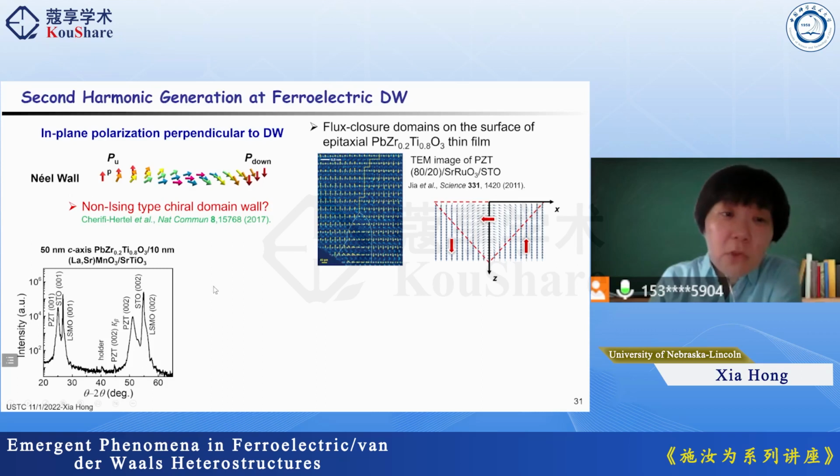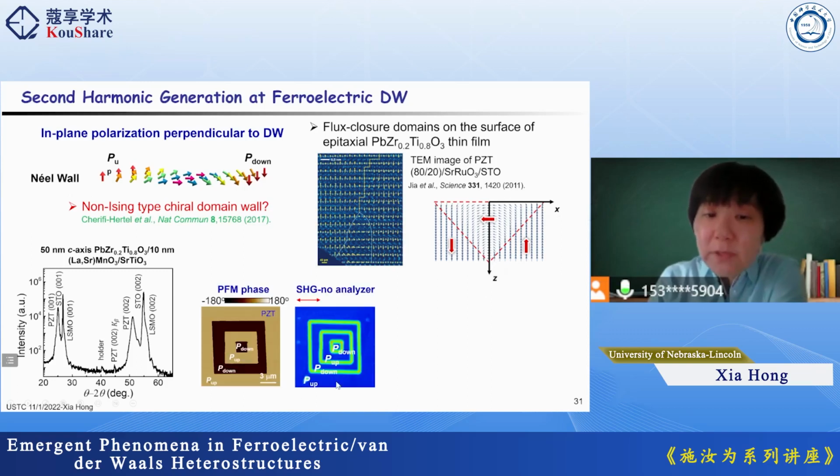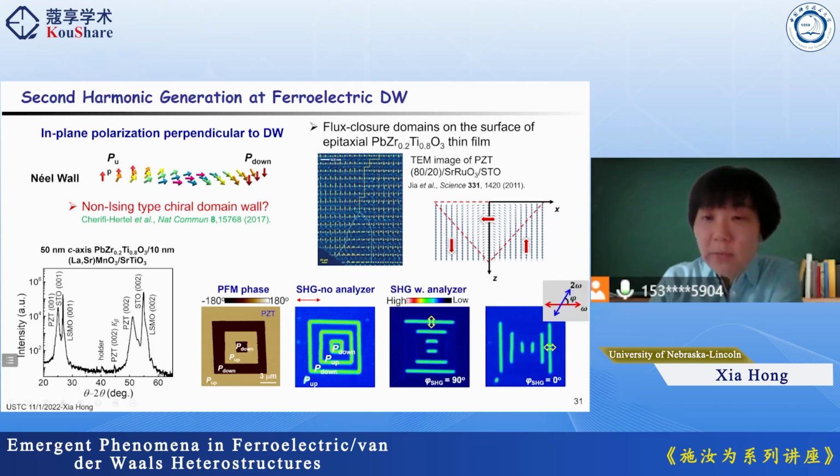So we prepared 50 nanometer epitaxial PZT thin films, wrote polarization up and down domains, and tried to measure the second harmonic generation signal. Indeed, for the uniformly polarized domains, we do not see any nonlinear optical signal because there's no in-plane symmetry breaking. But we see strong SHG signal at the domain wall.